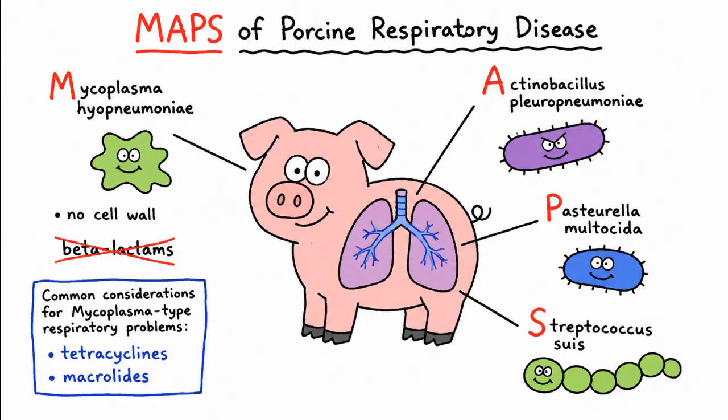That means Mycoplasma hyopneumoniae, Actinobacillus pleuropneumoniae, Pasteurella multocida, and Streptococcus suis. Mycoplasma again reminds me that there is no cell wall, so beta-lactams are not the main answer for Mycoplasma itself. Tetracyclines and macrolides are often considered for Mycoplasma-type respiratory problems depending on label and herd protocol.